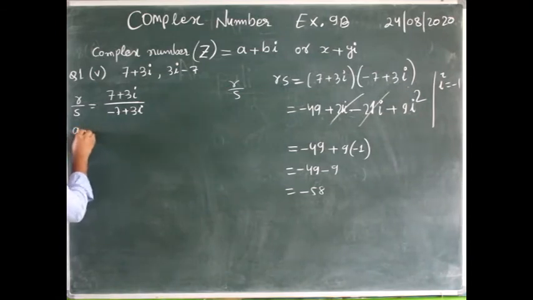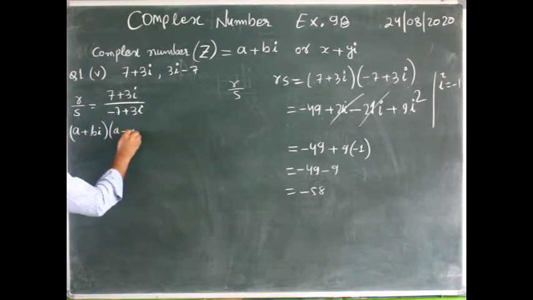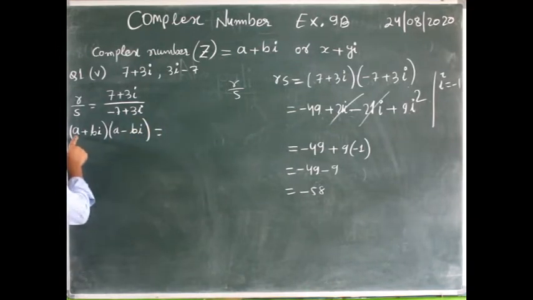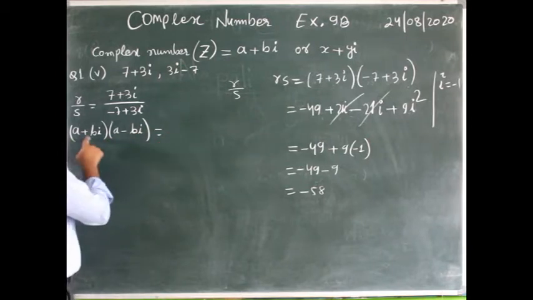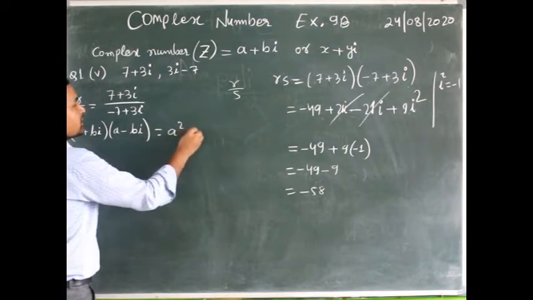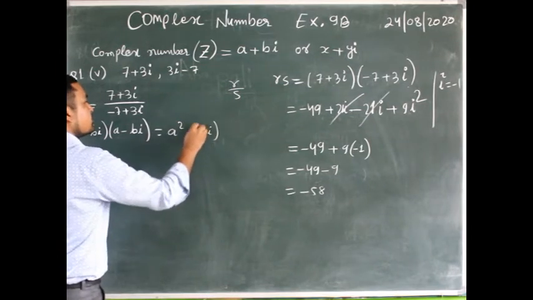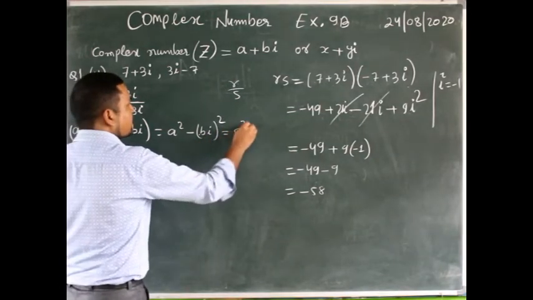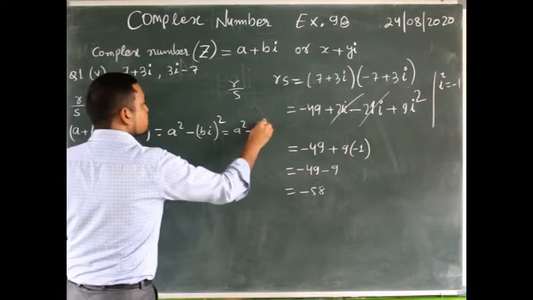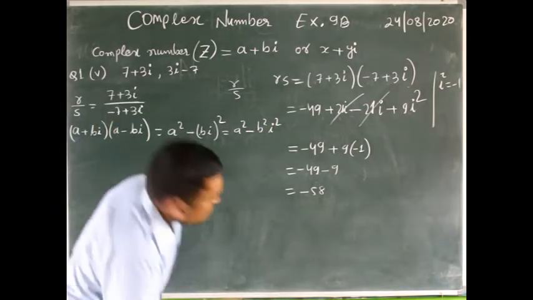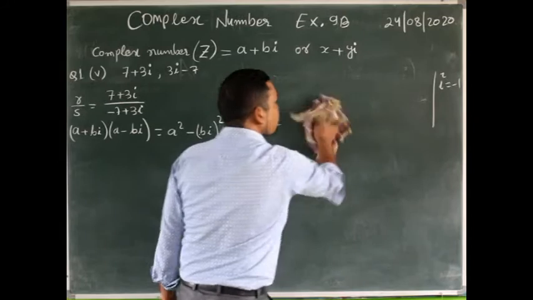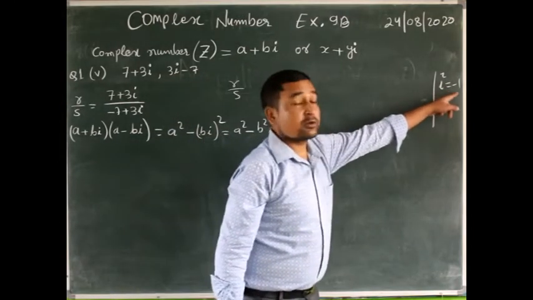Look here: a plus bi multiplied by a minus bi. According to algebraic identities, a plus b times a minus b equals a square minus b square. So this is a square minus b square i square. Then what is the value of i square? We did there, i square equals minus 1.